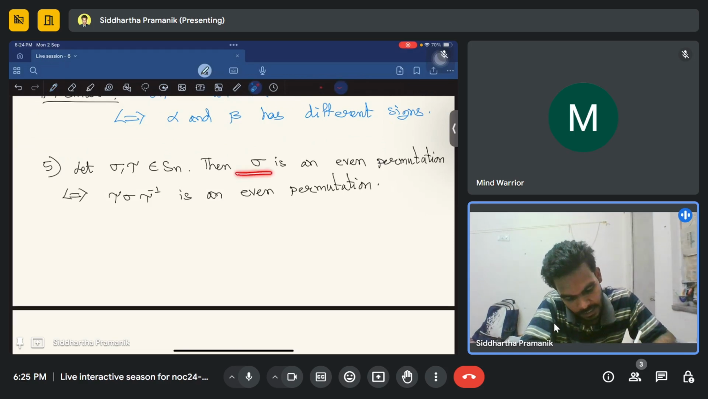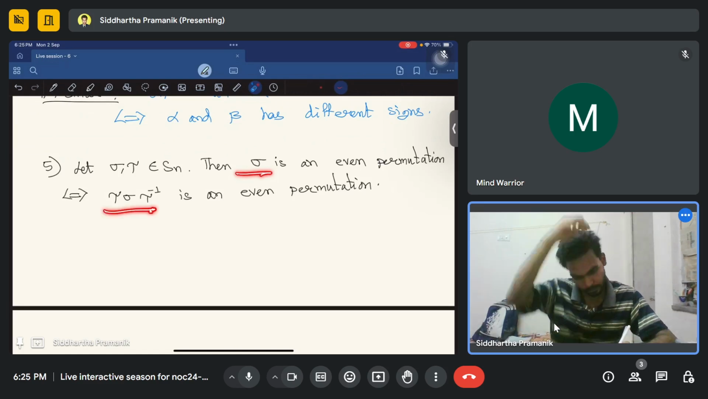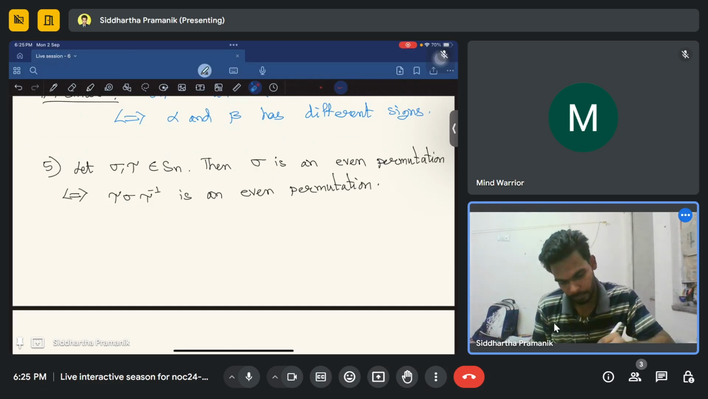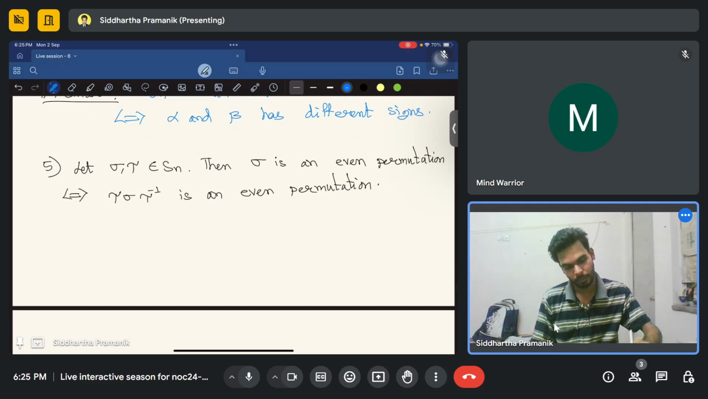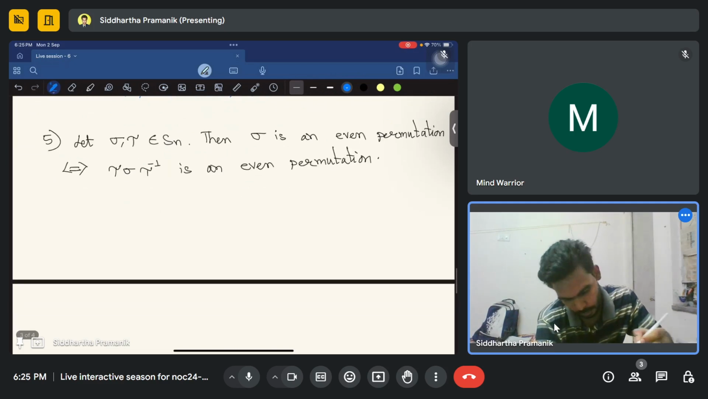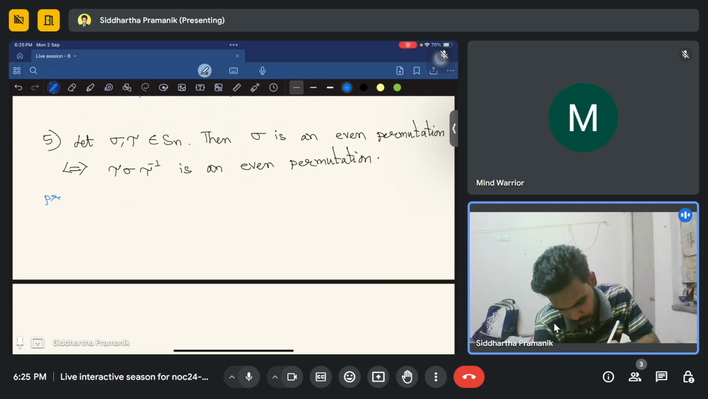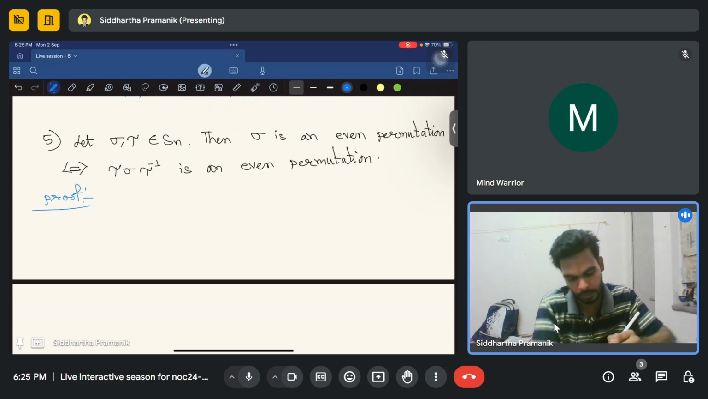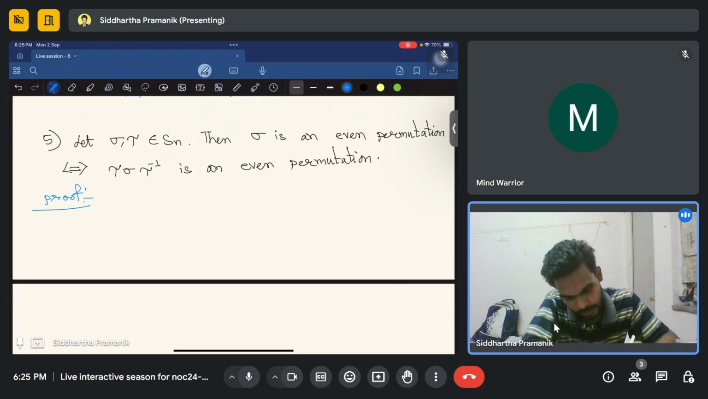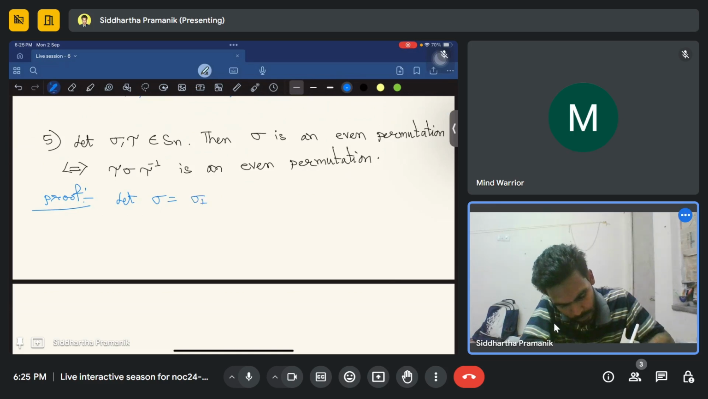So sigma is even if and only if its conjugate is also even. Okay, so let's prove this. This is also not that difficult. Let's write sigma and tau as products of two cycles. So let sigma equal sigma 1, sigma 2, up to sigma n.